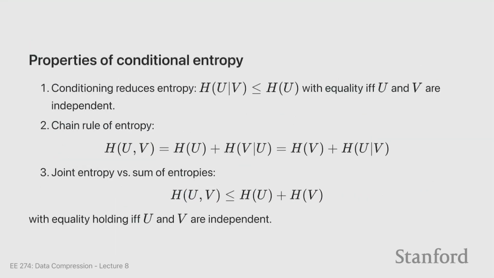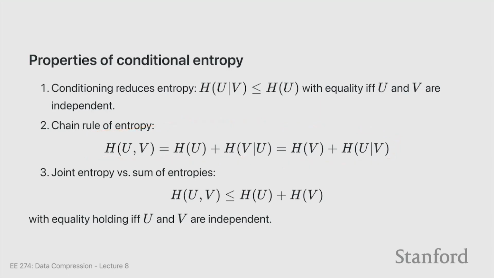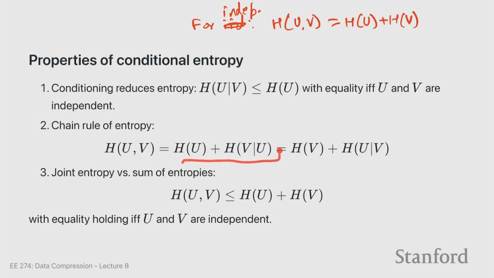Let me just show all the properties at once. Okay. Then we have the chain rule of entropies, which is this. The joint entropy is, if you remember the chain rule we saw before for IID, not IID, just for independent, the entropy was the sum of these entropies, right? But for non-IID, in the more general case, it is actually this formula: H(U) plus H(V given U).